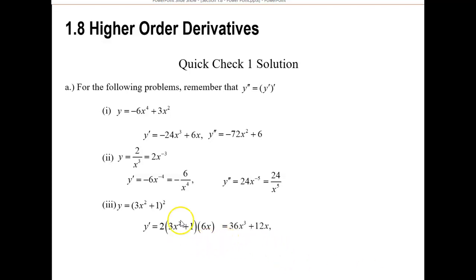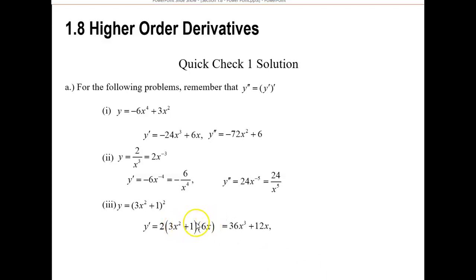Here, instead of doing the product rule like we did before, since the power on this polynomial is a 1, we can just distribute the 6x and the 2 in here. 6x times 2 is 12x distributed here. So 12x times 3 is 36x cubed, plus 12x times 1 is 12x. So that's just cleaning that up because it's simple to do.